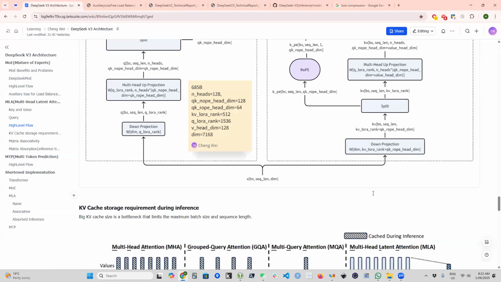Then, if we go back to the diagram, what difference will it make? So you have 7,000 dimensions before, right? Then if you down project into LoRa rank, it only has 500. Okay. Then my question is, what if our embedding dimension is 512? Embedding 512 and we don't need to do LoRa anymore?